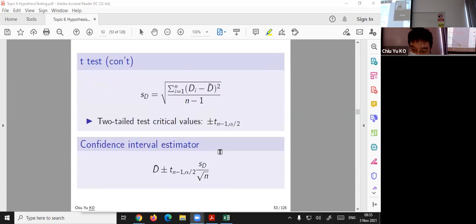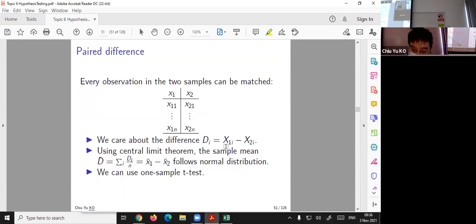So there's nothing deep here. This is the SD, and there's the critical value and the interval estimate. It is exactly the same as the one-tailed test. The only difficulty is the data. If I give you data D1, D2, D3, D4, then it's just simple. The only thing is how you get D, which comes from the data here.